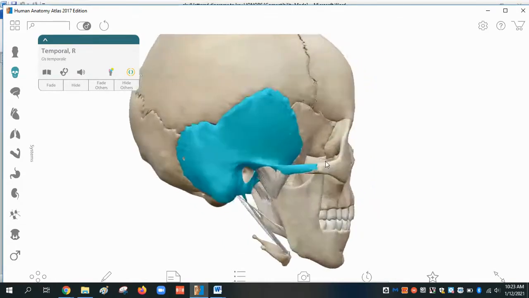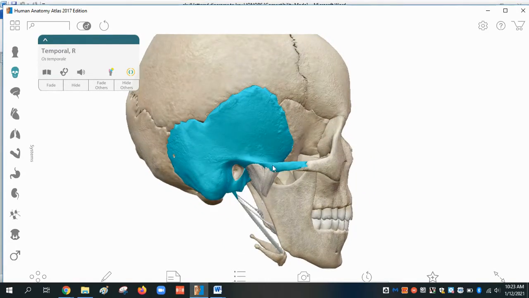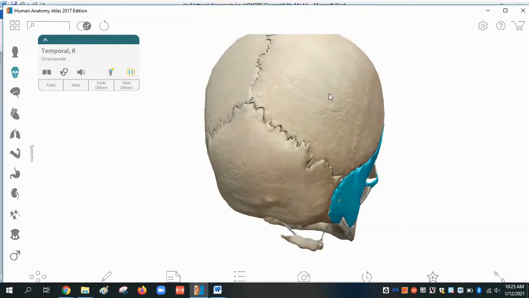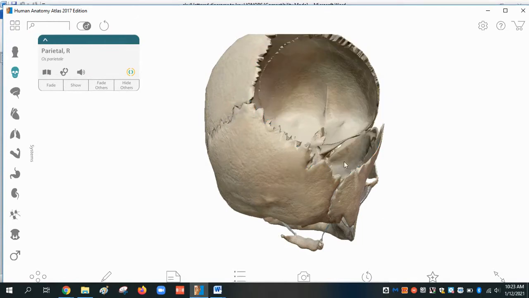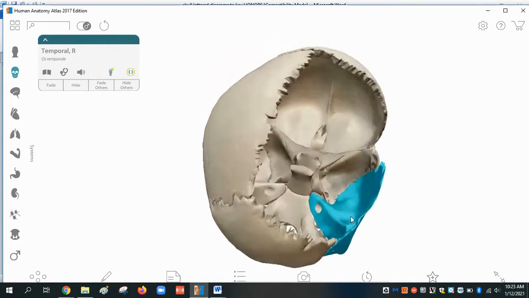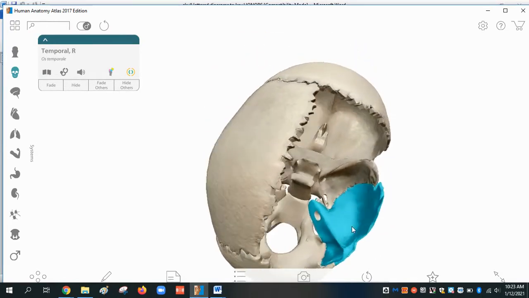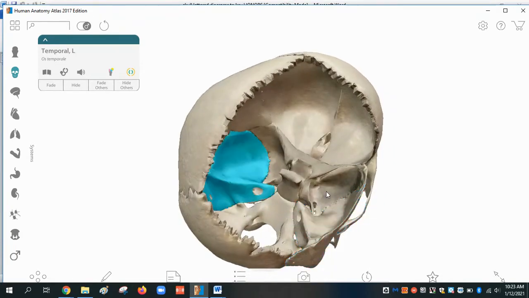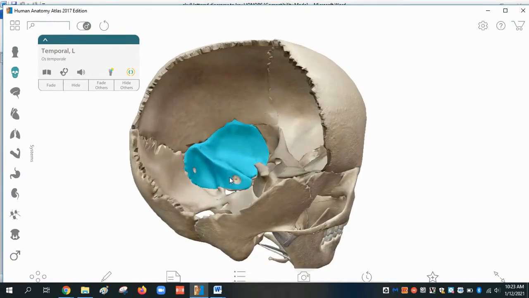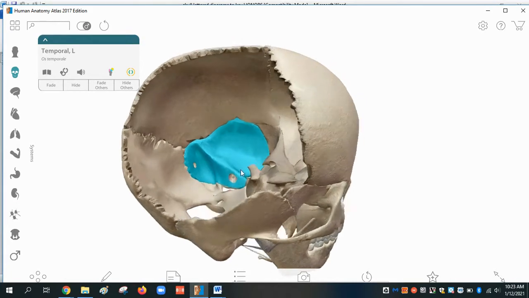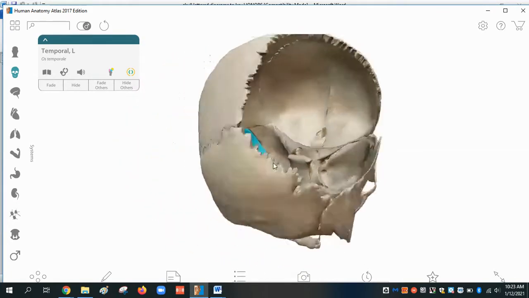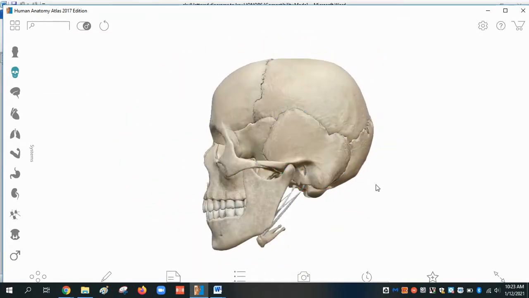It occurs on both sides. Again, here's the ligaments that form the joint between temporal and mandible. And if I delete one of my parietals, we can see the temporal has quite an interesting structure on the inside. It's got a little mountain range and a major opening in it. So that's the temporal bone.